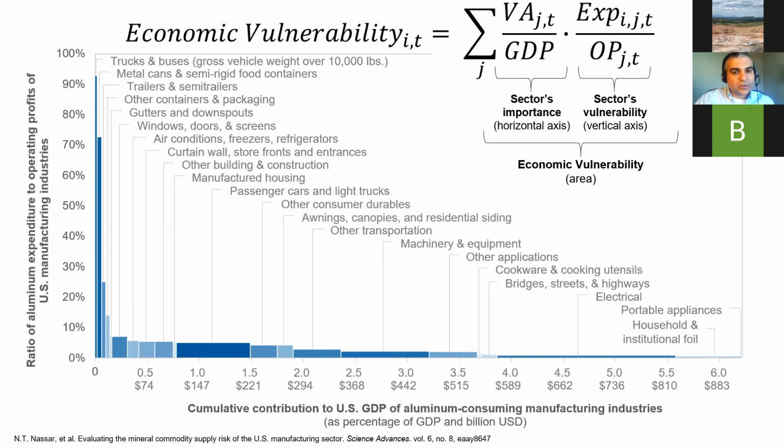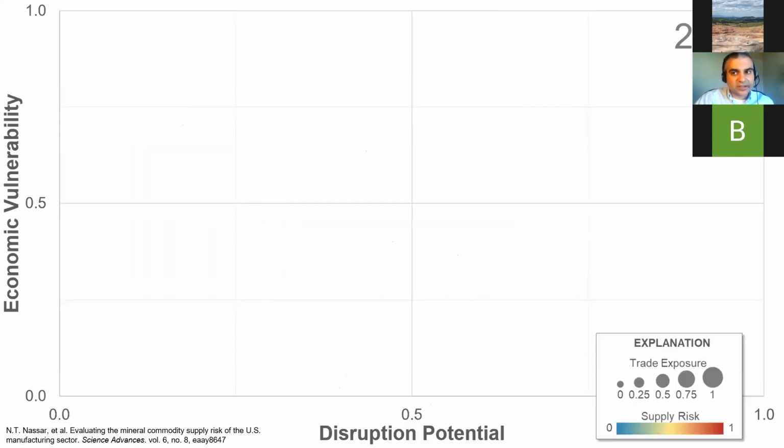Okay, so those are the three components. So let me talk a little bit about what the results look like. This is for year 2016. The disruption potential, so the likelihood of a foreign disruption, is plotted on the horizontal axis. We simplified everything on a 0 to 1 scale. We normalized everything for all three indicators, as well as the overall supply risk.